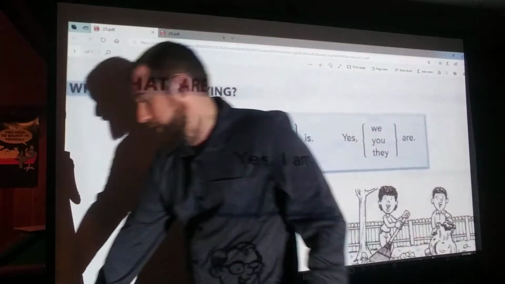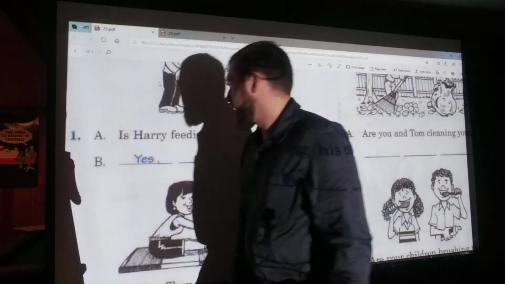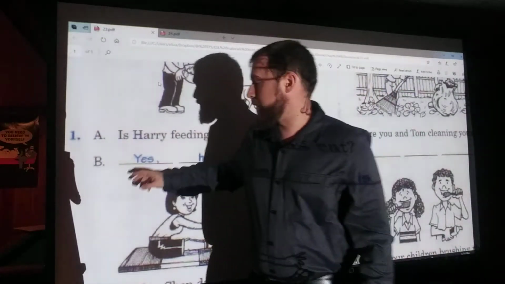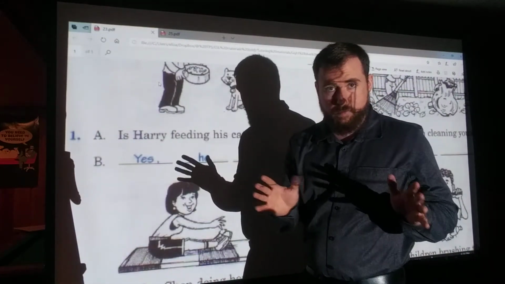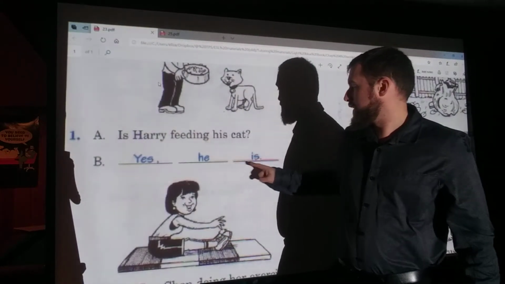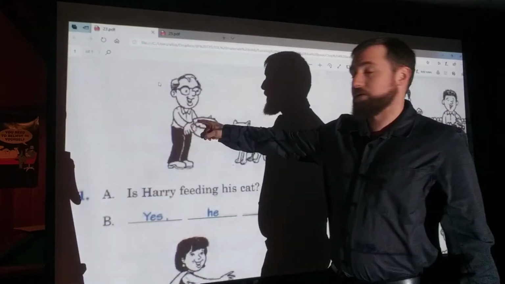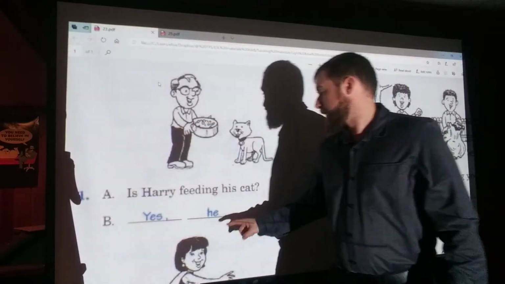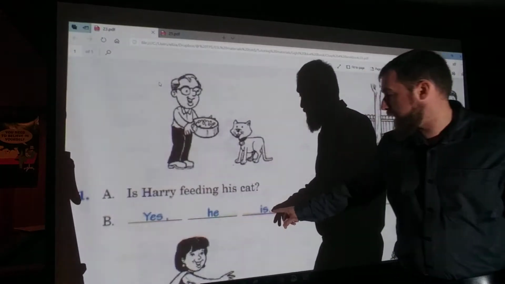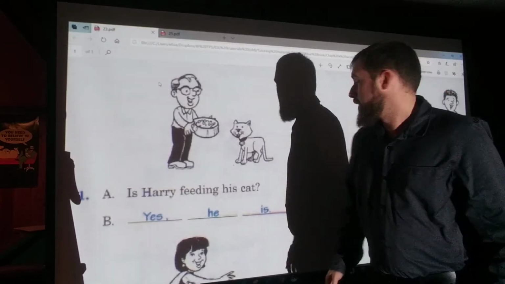So the first one's an example. Number 1, is Harry feeding his cat? And our answers are going to be yes in this one. We're only practicing yes. Yes, he is. So look up at Harry. Harry's a he. Harry's a man. So yes, he is. Not yes, he am. Yes, he is.